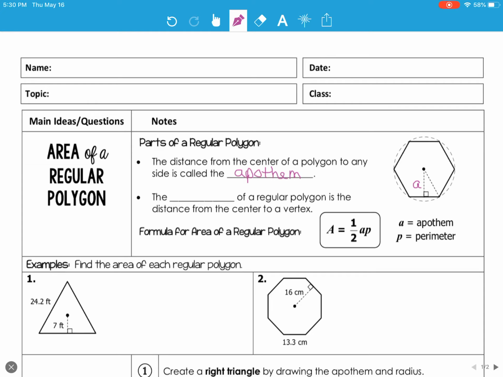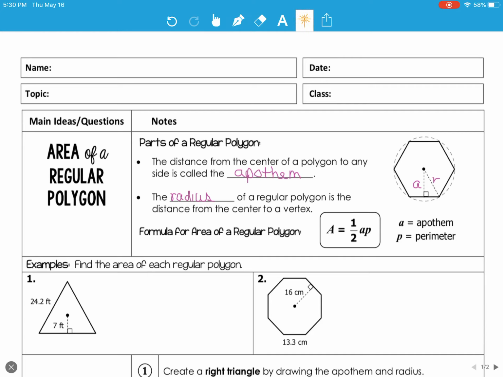The other vocabulary word is the radius. Now, we've heard about the radius with circles. The radius, when you're talking about a regular polygon, is going to be the distance from the center of the polygon to a vertex. And so I labeled that over to the right.